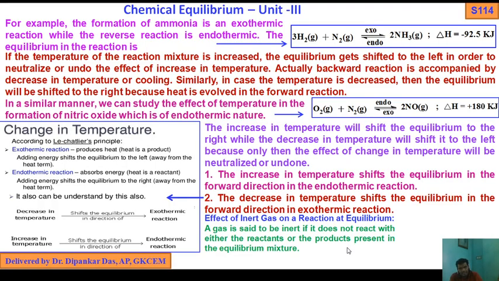So a gas is said to be inert if it doesn't react with either reactants or products present in the equilibrium mixture. So that is called inert gas. So what will happen if you add inert gas, then addition or removal? What will be the effect or impact on the equilibrium constant, or how does the equilibrium shift? That we will discuss in the next video lectures.